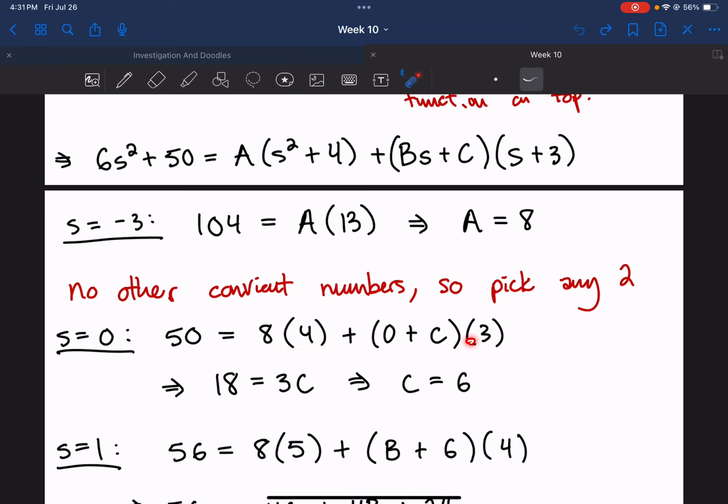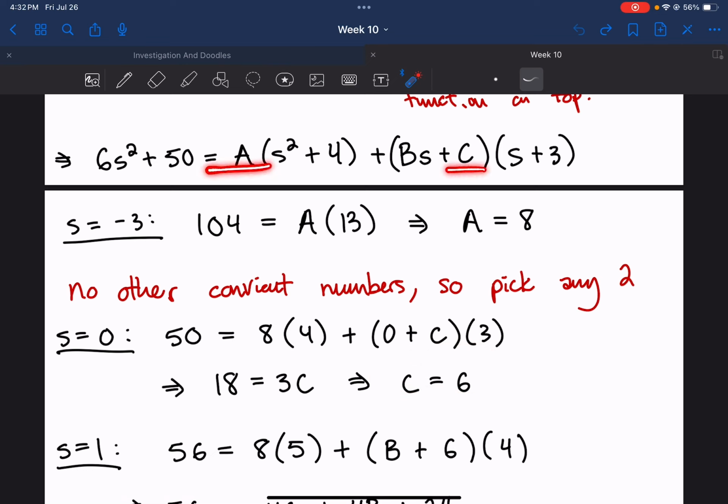So I get 50 equals 4 times 8 is, what is that? 4 times 8 is 42. I'm terrible at arithmetic. Plus 3c. Move that across. It's not 42, it's 32. Move this across. 50 minus 32 is 18. 18 equals 3c, c equals 6. So now I know a and I know c.